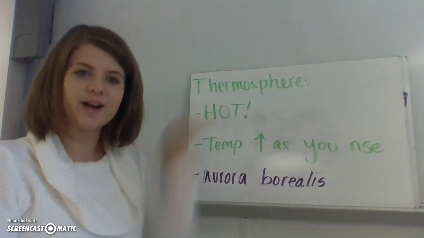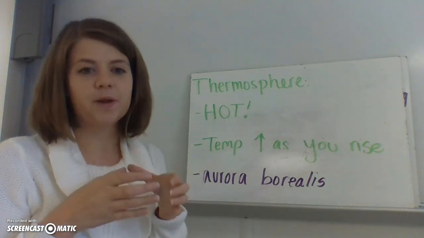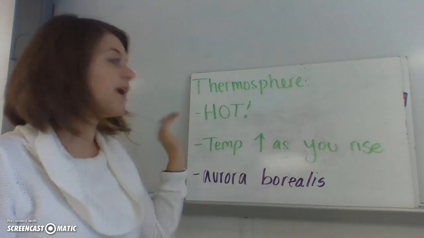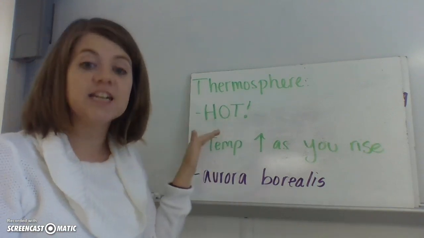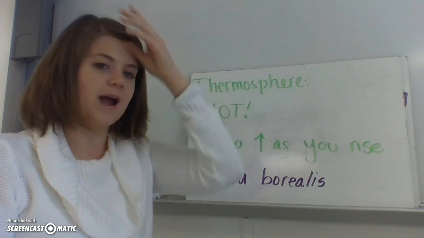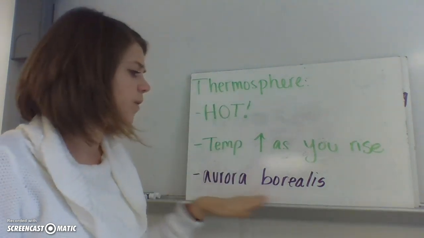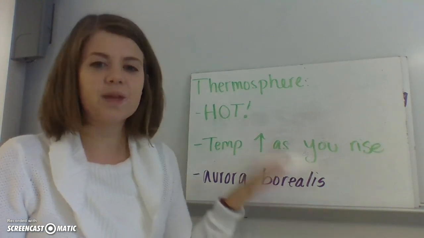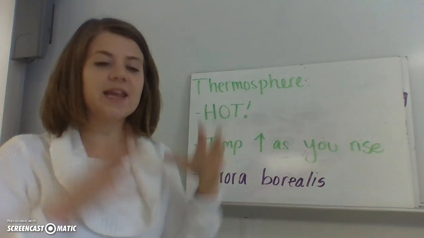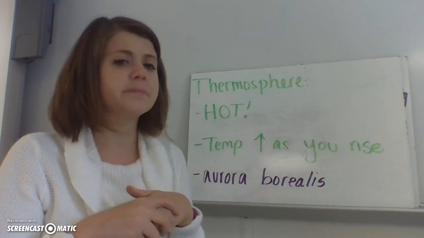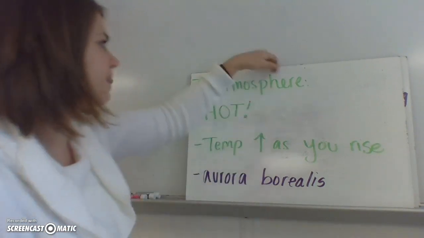And moving right along, we have the thermosphere. Why do we keep soup in a thermos? To keep it warm, right? Well, think about the thermosphere as that thermos. It is hot, very, very hot. And the temperature keeps going up as you rise. And this is where we see the Aurora Borealis, which is our northern lights. They are found in the thermosphere, and like I said, it is very, very hot. It can get thousands of degrees up in the thermosphere. So, wouldn't really want to be caught there.